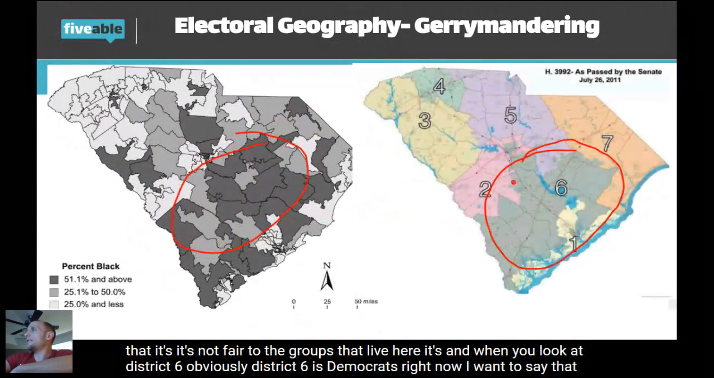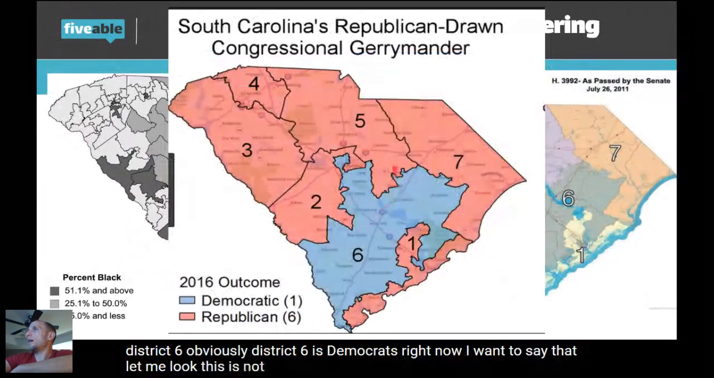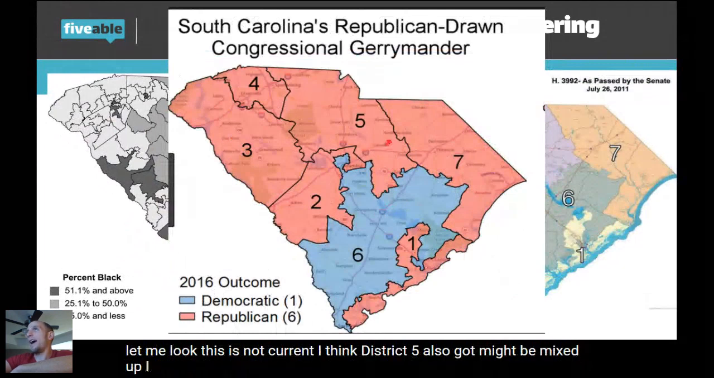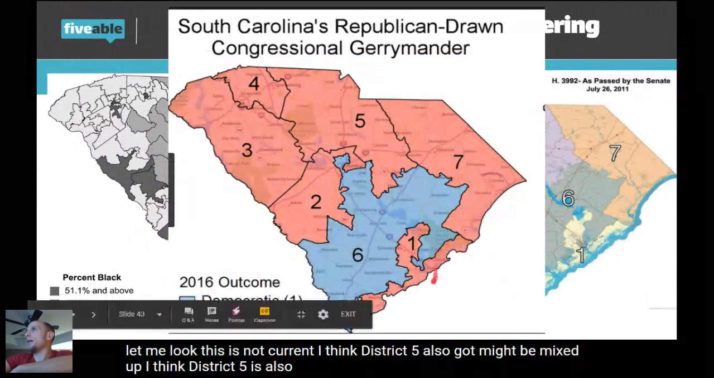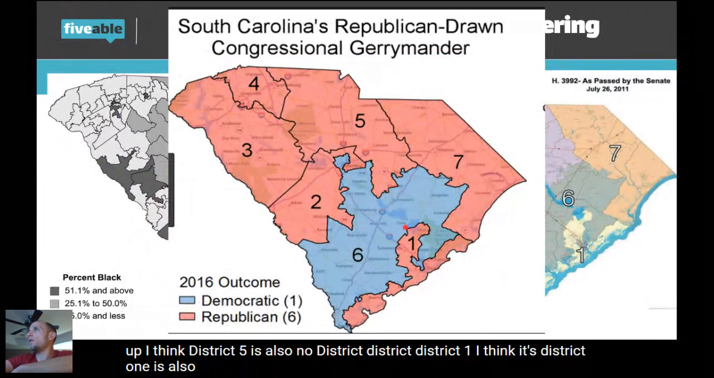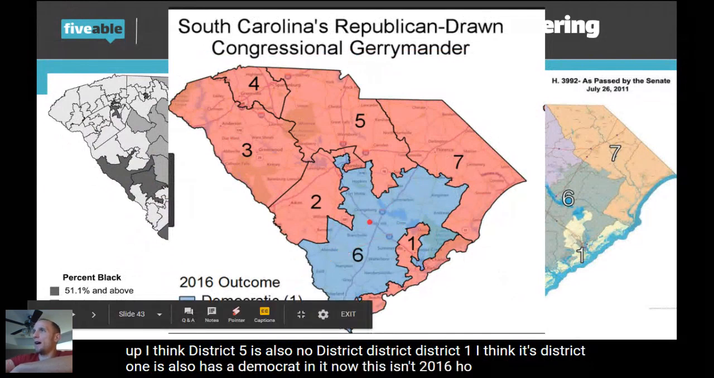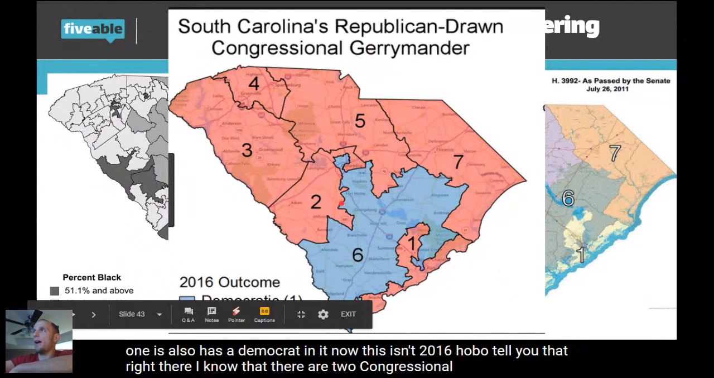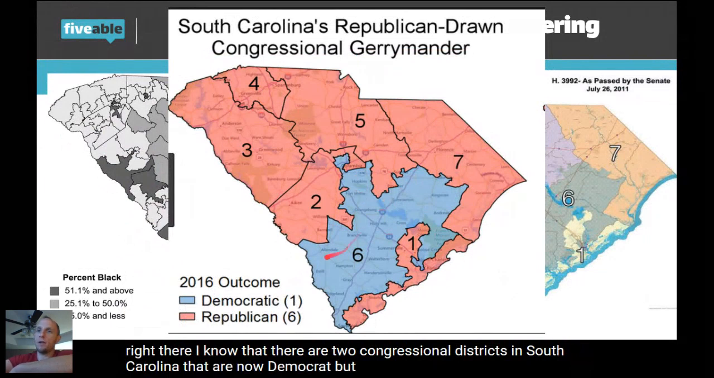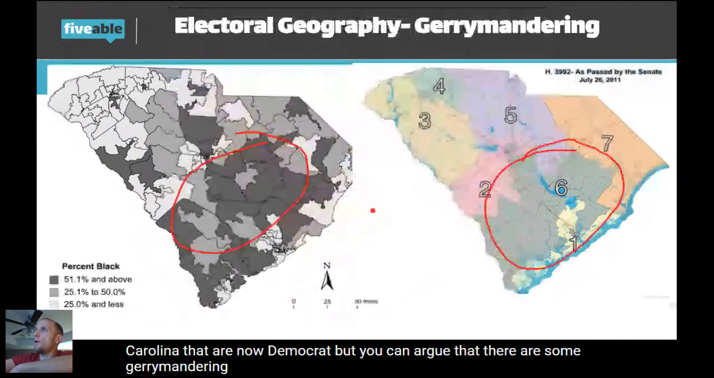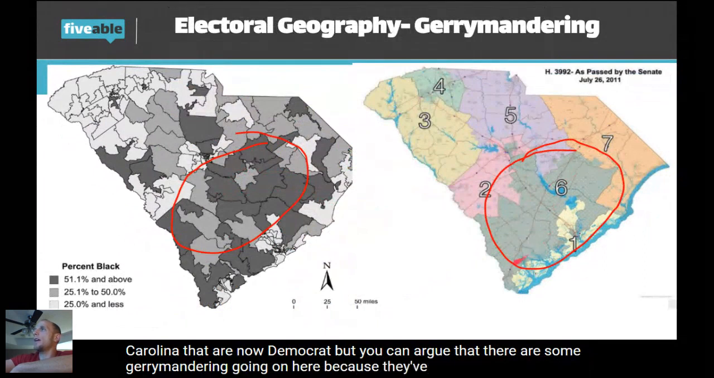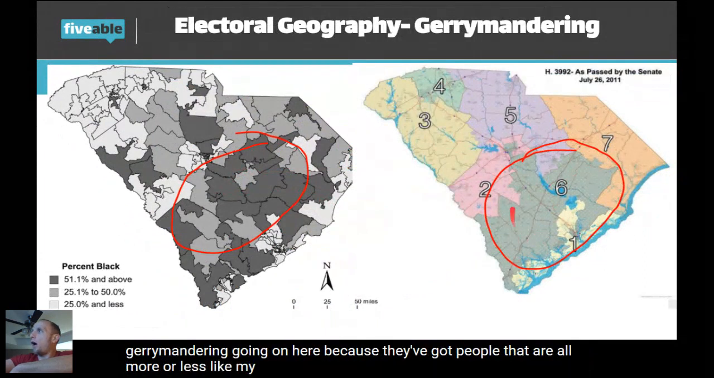I want to say that, let me look. This is not current. I think District 5 also, I might be mixed up. I think District 5 is also, no, District 1. I think it's District 1 that also has a Democrat in it now. This was in 2016. Hope I'm telling you that right. I know that there are two congressional districts in South Carolina that are now Democrat. But you could argue that there's some gerrymandering going on here because they've got people that are all more or less like-minded politically in one area.